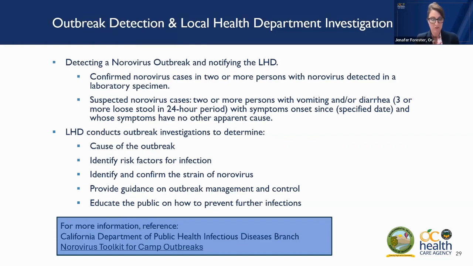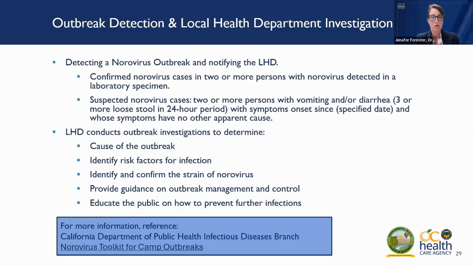By definition, 2 or more persons with suspected or confirmed norovirus with symptoms meeting case definition of 1, persons with vomiting or diarrhea. This could be diarrhea as 3 or more loose stool episodes within a 24-hour period. Can also be accompanied by abdominal cramping.